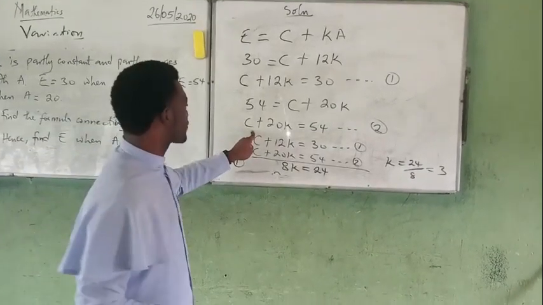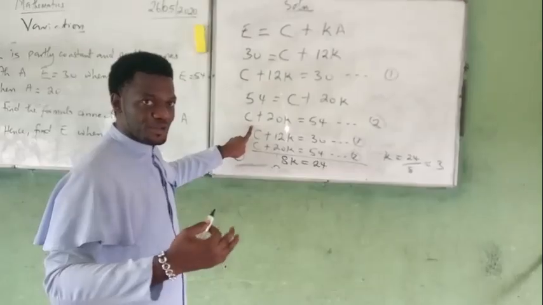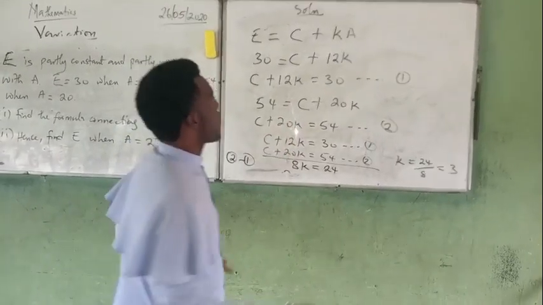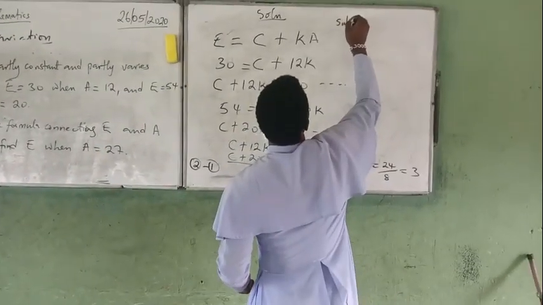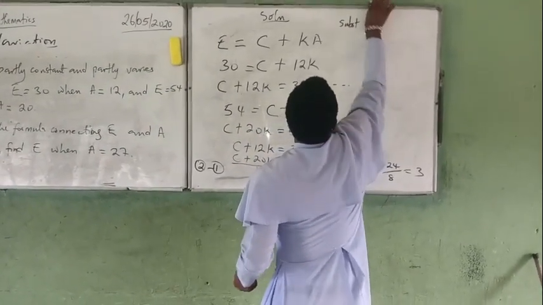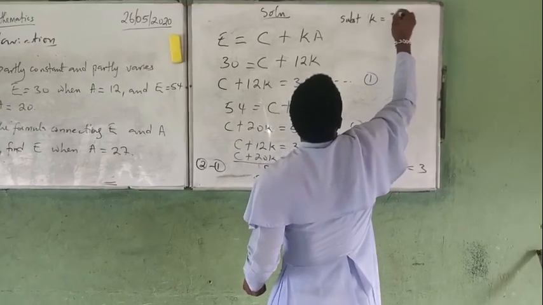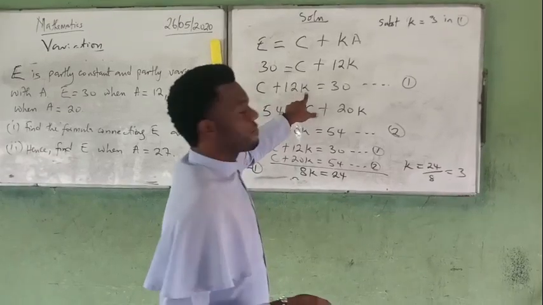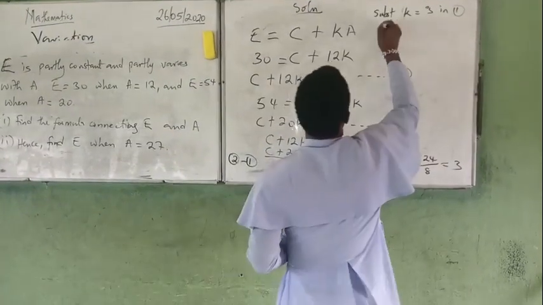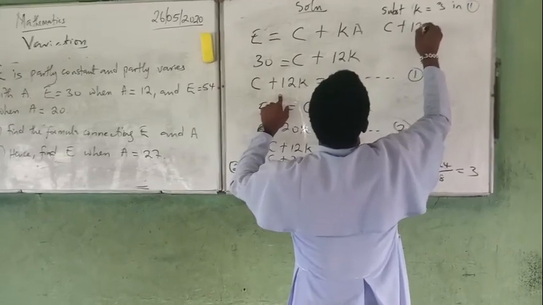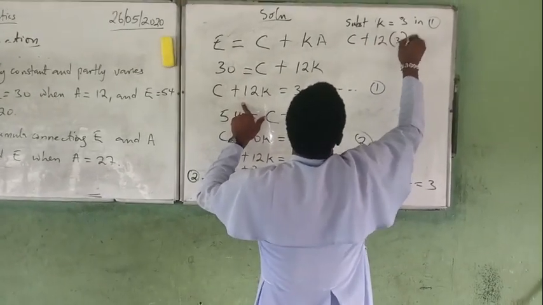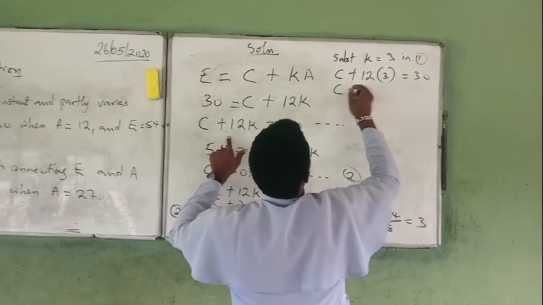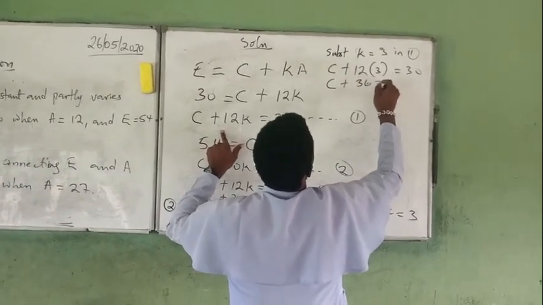What we do now is substitute, as we used to do in elimination, K equals 3 in any of the equations, say equation 1. What is our equation 1? C plus 12K equals 30. So C plus 12, instead of writing K, write bracket 3, is equal to 30. C plus 12 times 3 will give you 36, equals 30.